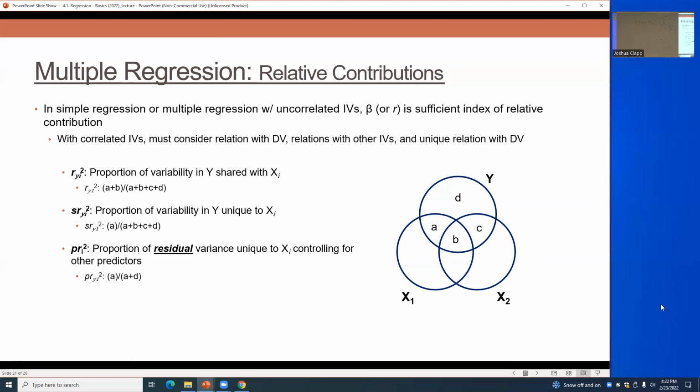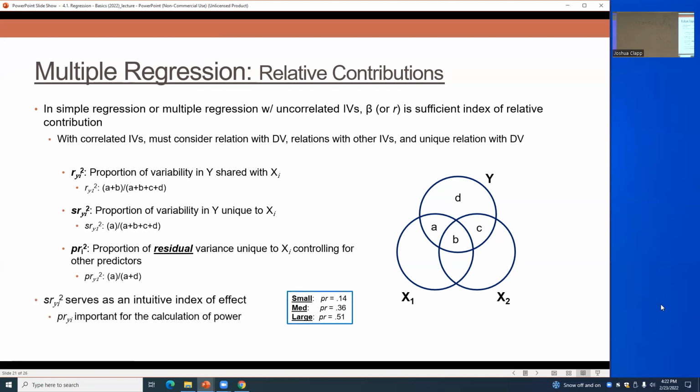Okay, so which is it, my squared semi-partial correlation or my squared partial correlation? Partial correlation, because my squared Pearson correlation and my squared semi-partial correlation are a proportion of the total variability. This is just a proportion of residual variability. After I pull out all the variability in my outcome that's attributable to other stuff in the model, of what's left over, how much of that is shared with my predictor?